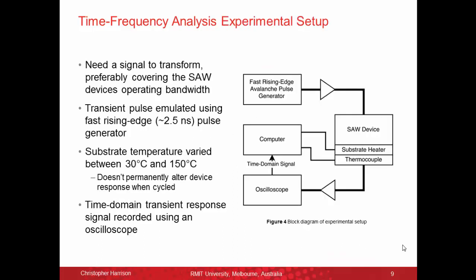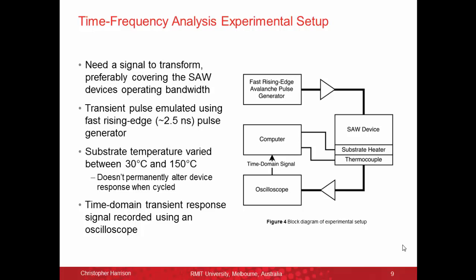In order to perform time frequency analysis, we need a signal to work with. So what we did is take a fast rising edge pulse generator and effectively emulate a transient pulse going into the SAW. It goes in one IDT, we record the signal you see on the other IDT on an oscilloscope, and then perform our transform on that signal. The idea is that this covers the operating bandwidth of the SAW device.